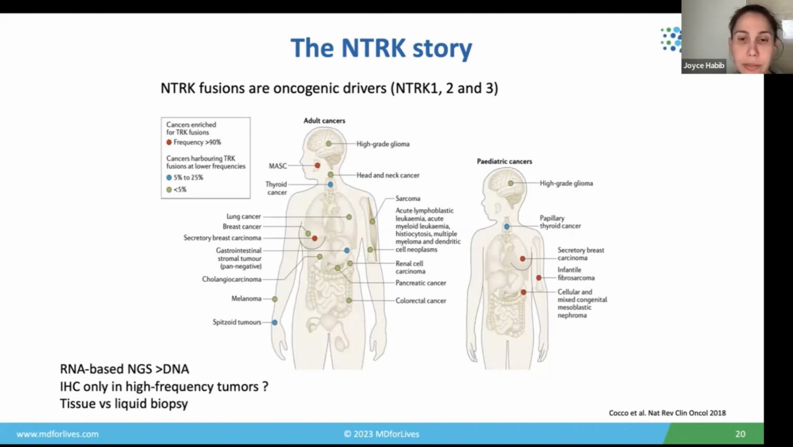The way that we detect them is using NGS panels primarily. Only for the very high prevalence tumors can we use IHC to see whether it's positive. If it's positive, we don't need to confirm that with an NGS panel. But with lower prevalence, the positive predictive value decreases and false positives increase. So for lower prevalence tumors, you can't really use IHC.